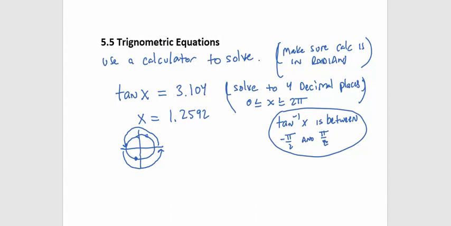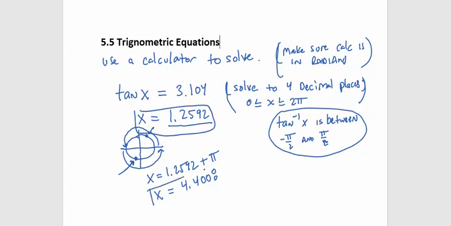Now, I want to think about, on my unit circle, how to get from this location to this location. Well, the way I do that is just add another pi to it. So my first answer is going to be this 1.2592. My second answer is going to be 1.2592 plus pi to get to this next location here. And so if I take 1.2592 and I add pi to it, it's going to give me 4.4008. And so here are my 2 solutions. One is that. My next one is that. That was supposed to be an 8 there.